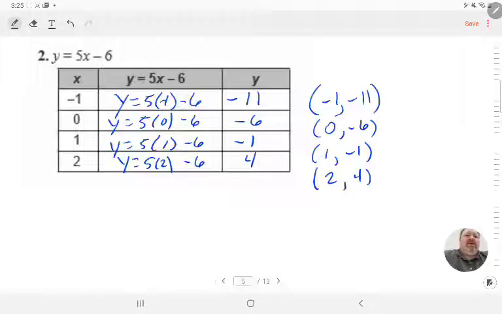Okay, so you should have put your equation in the middle, plugged in negative 1 for x, then 0 for x, then 1 for x, then 2 for x, and solved them, and got negative 11, negative 6, negative 1, and 4, and these would be your ordered pairs: (-1, -11), (0, -6), (1, -1), and (2, 4). Okay? All right, I'm sure you did well.